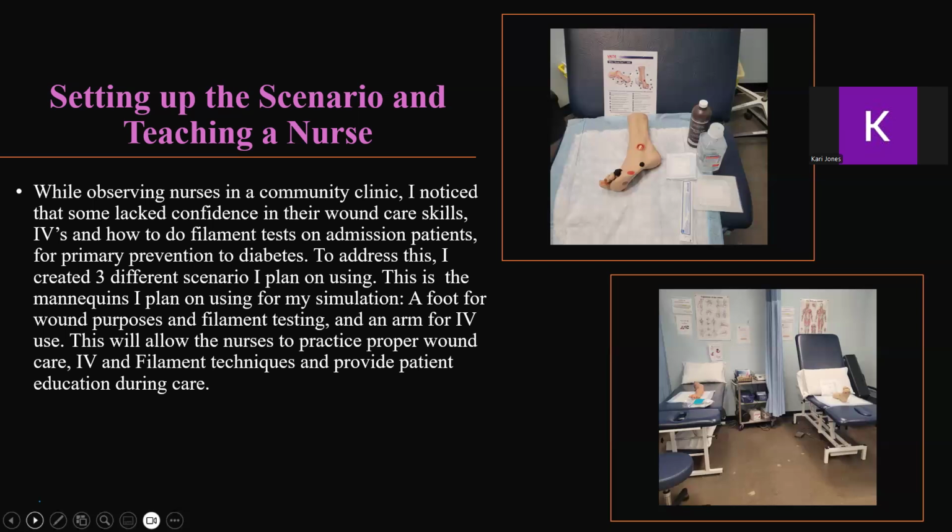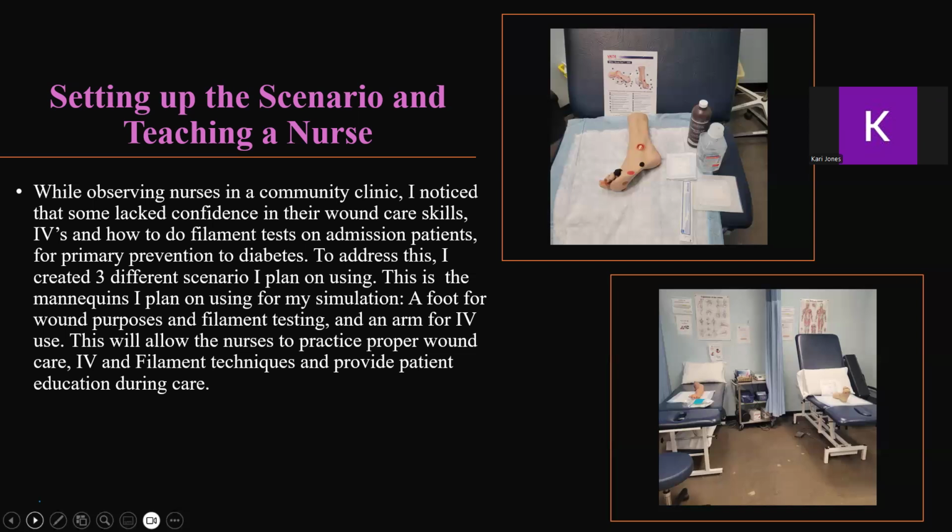As well as, you want to know if there's slough, which is a thin white layer over the wound that is covering the new granulated tissue underneath that. So you want to use products to remove that. You also want to use products to dry out the wound so that it produces less drainage. So there's a lot of things to think about when dressing a wound and staging and sizing and measuring and stuff like that. So to address this, I created 3 different scenarios I plan to use.